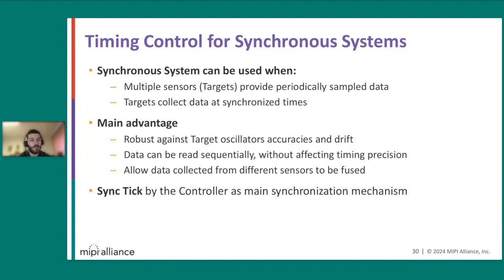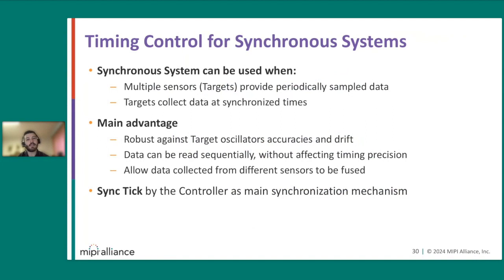We also have the ability for synchronous systems. This is more of the ability to bring multiple targets on a bus into a synchronous sampling time. The main advantage here is that we help prevent each target oscillator having its own drift or inaccuracies. It keeps the bus from getting too full with different polling, reading from different targets all at different times. And this is all achieved mostly by the implementation of a sync tick on the controller.